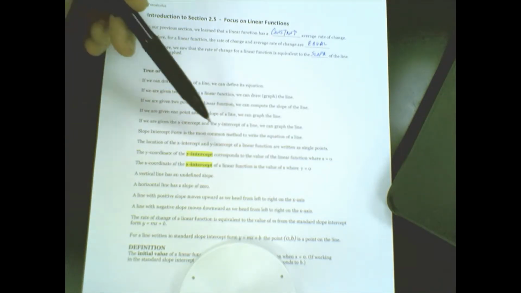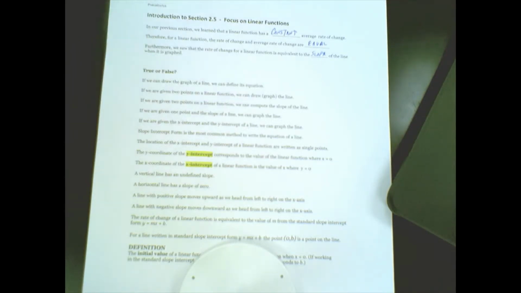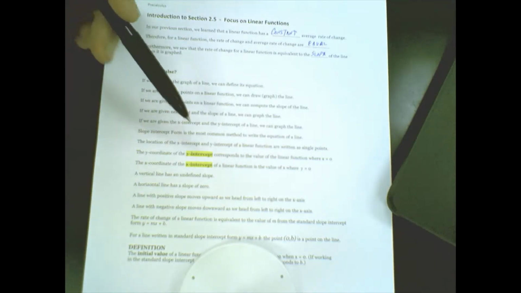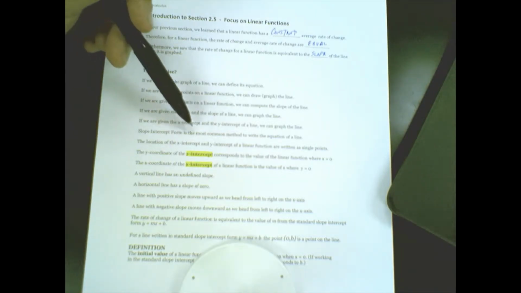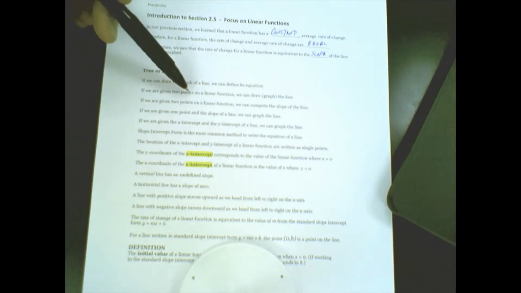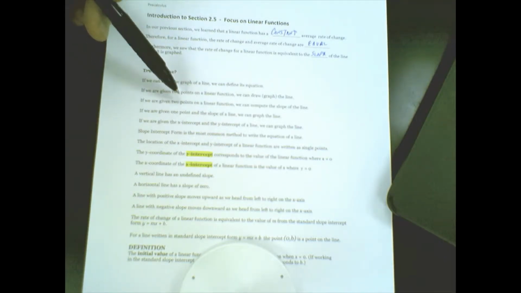You know how to go from 1 point to another just using the slope of a line. If you're given the x-intercept and the y-intercept of a line, you can graph the line. Absolutely true. Remember and write this down: the x-intercept and the y-intercept are always points. They're not numbers. The x-intercept is a point, the y-intercept is a point. So if you know the x-intercept and y-intercept, you know 2 points on a line, just like what you saw above. You can draw and graph that line.